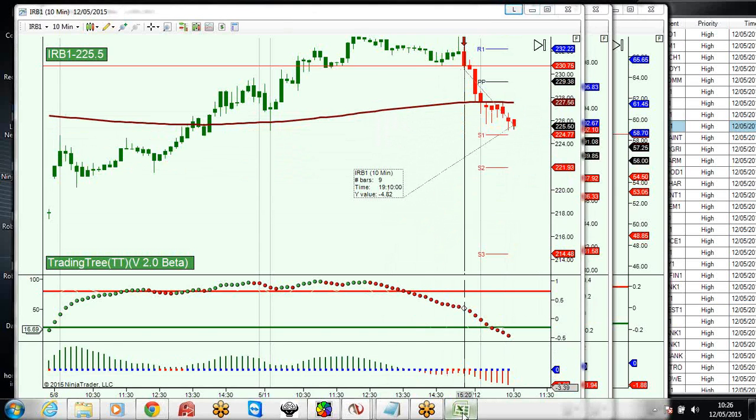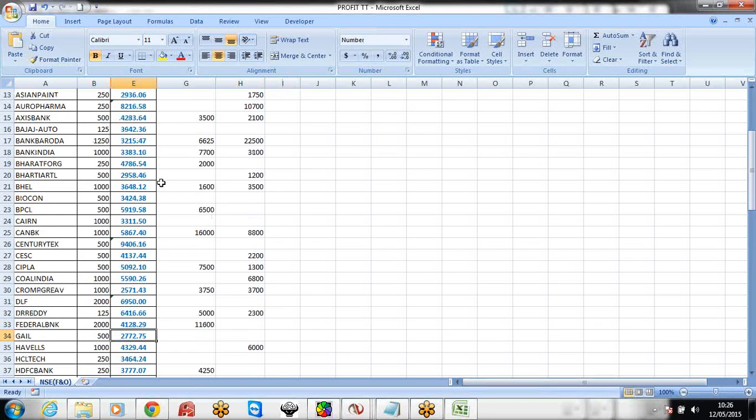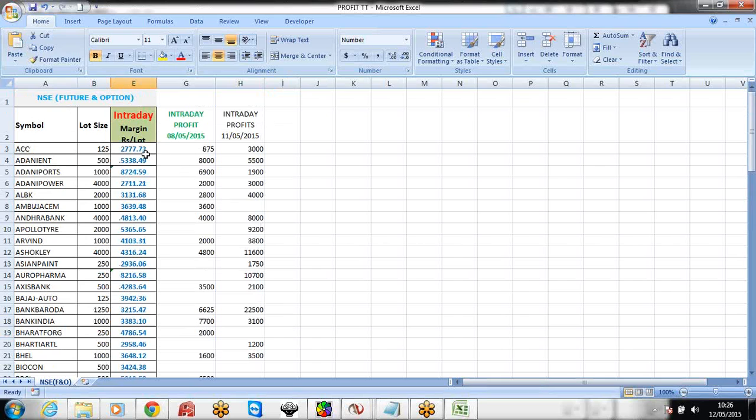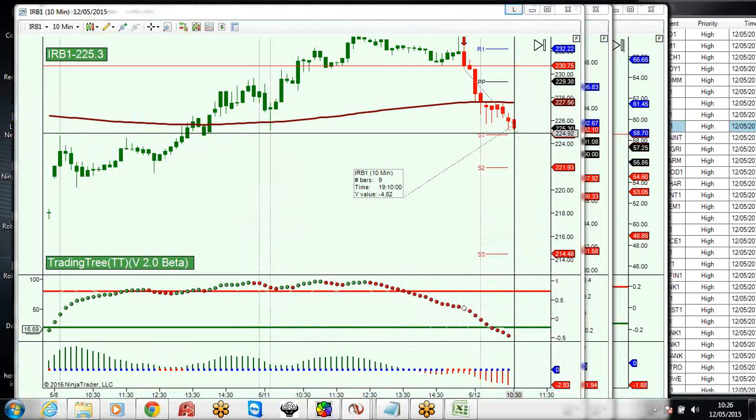And with this kind of intraday margins, you can see the trades we had yesterday and on Friday. ACC, around 2,700 rupees is your investment. You got 3,000 rupees yesterday. That's more than 100%. Same thing with Adani Enterprises. It was a buy call. On Friday it was 8,000 rupees profit, and yesterday it was around 5,500. So with this kind of intraday margins, if you're making at least 30-40% returns, that's very good returns.